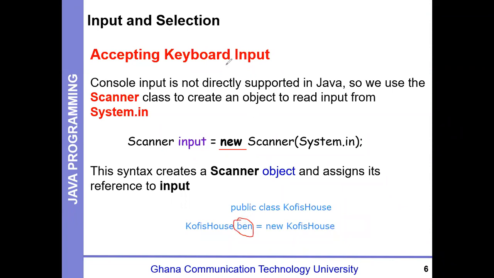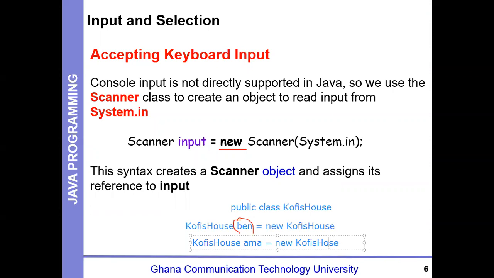I can do another one, in which case I'll have Kofi's house, and then, like I said, Amma. Here we mostly use lowercase, so new house. So what have we done? We have created two objects, in the house.